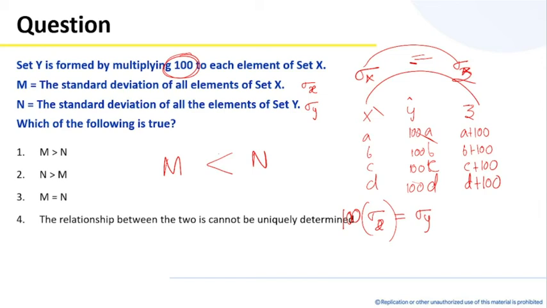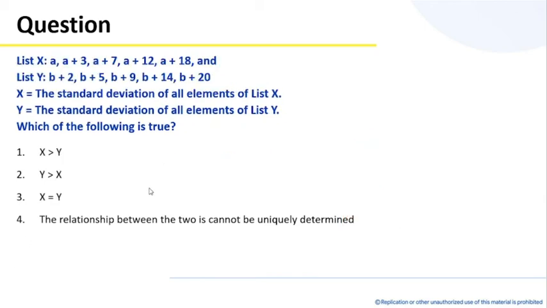So the relationship can be truly determined. All you need to understand is that whenever you add a particular constant to the elements of the data set, the dispersion is not going to be affected. Now one more question, because I see a lot of mistakes in something similar. Let me see how many of you can do it. Feel free to ask me if you have any doubts.